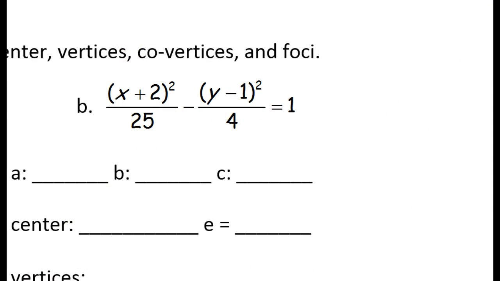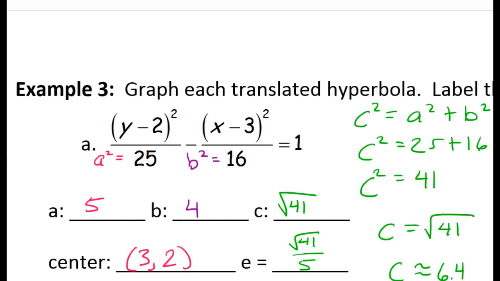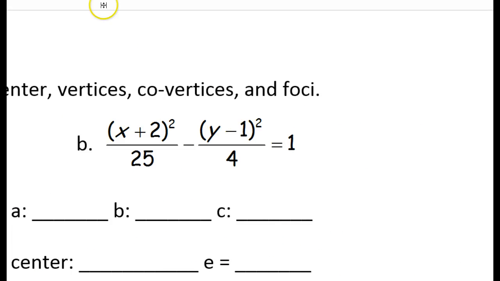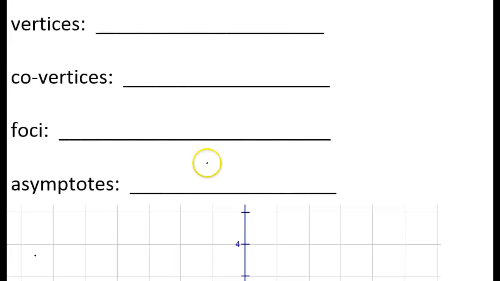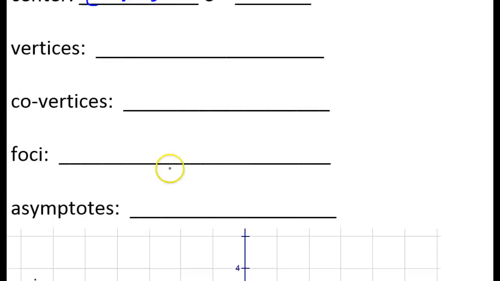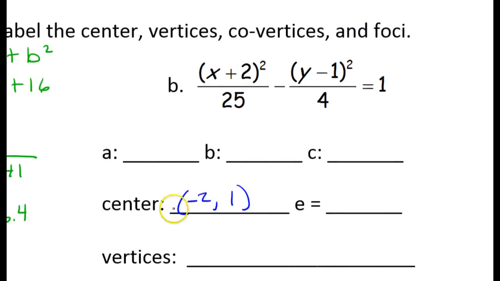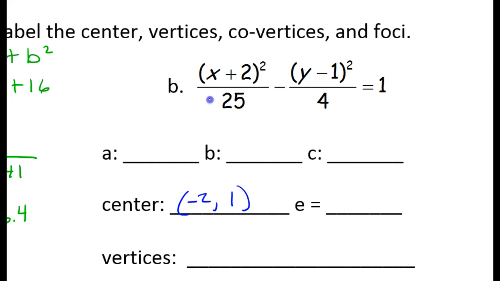All right, part B. We're still on example 3, but we're on part B. So the center, opposite of this, opposite of that, we know that the center will be -2, +1. Let's go ahead and graph that. -2, +1, boom, there's the center. Let's find the vertices by knowing the a value.